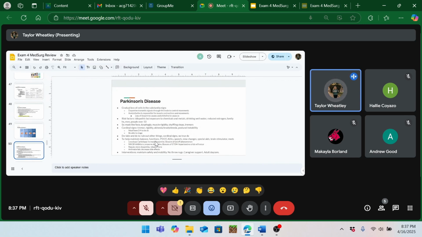Eventually, when it progresses super far, they're going to have speech issues. They're going to need different things like special aids that we talked about. Brain stimulators can help. Different meds. These are some of the meds. The levodopa, carbidopa, that's going to be on the exam because it causes on-off syndrome. Just be aware of this whole thing right here because that will be the exact question.